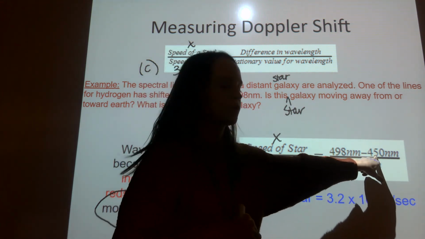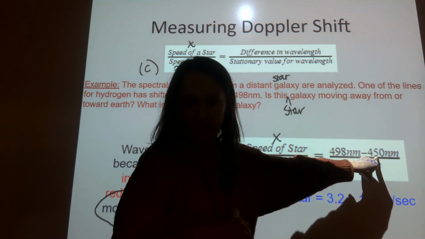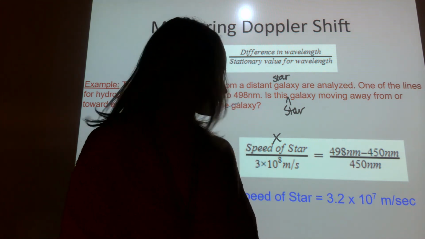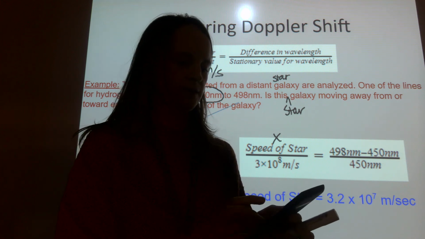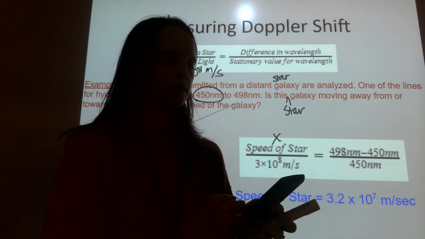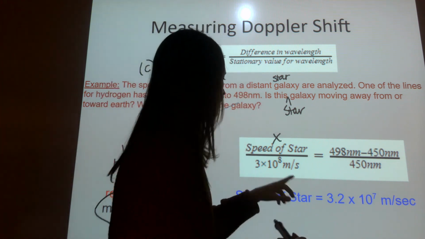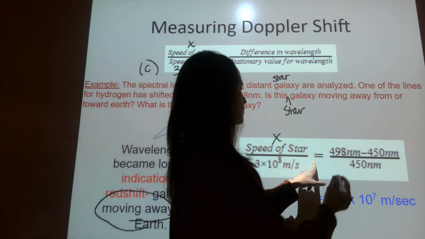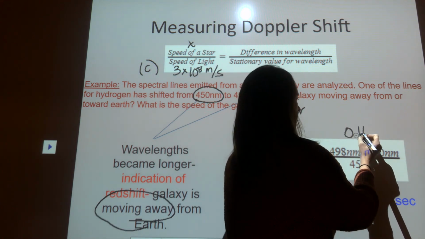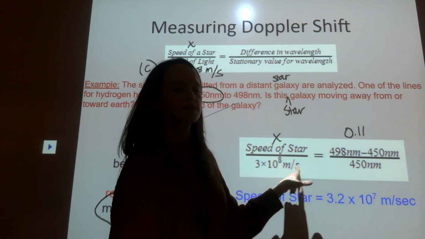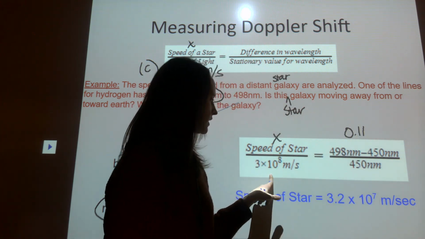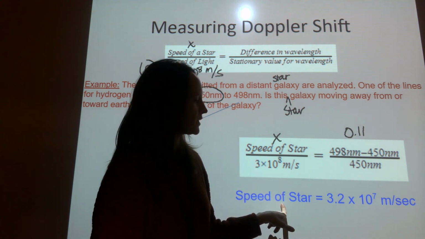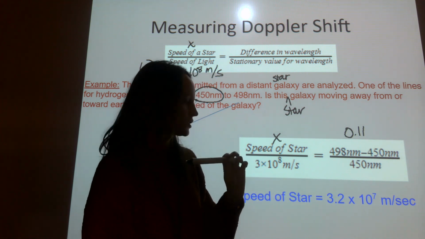I would take 498 minus 450. That's 48. Divide that by 450. What do we get when we do that? You get 0.11. So we're left with x over 3 times 10 to the 8 is equal to 0.11. Then to solve for x, you just need to cross multiply. You take your 0.11 times 3 times 10 to the 8, and that will give you the speed of the star: about 3.2 times 10 to the 7th meters per second. So that star is moving pretty quick.